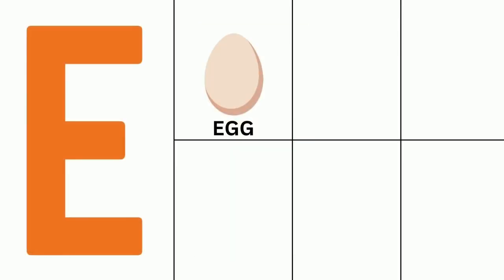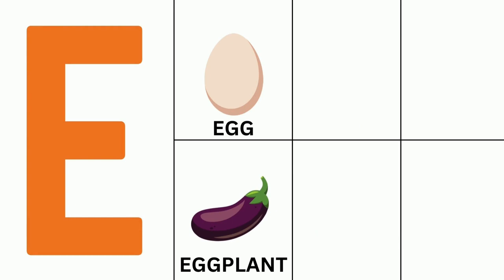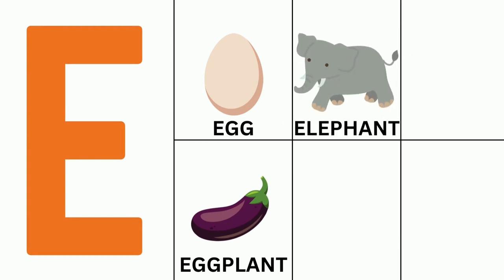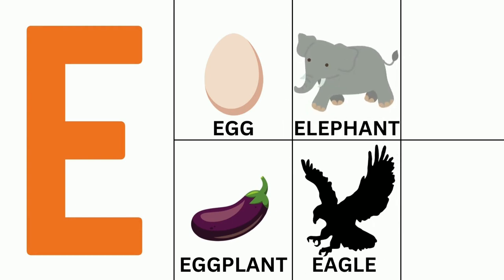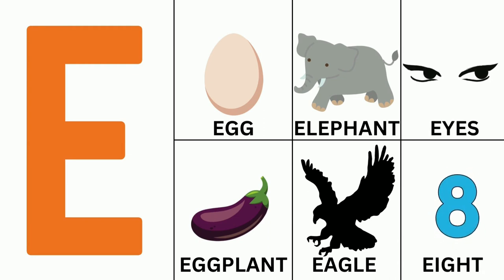E. Let's learn the words that start with E. E for egg. E for eggplant. E for elephant. E for eagle. E for eyes. E for eight.